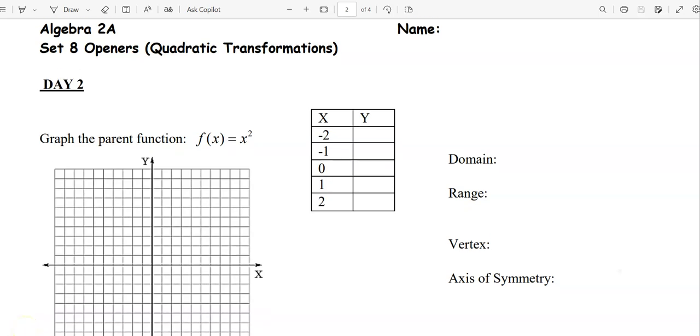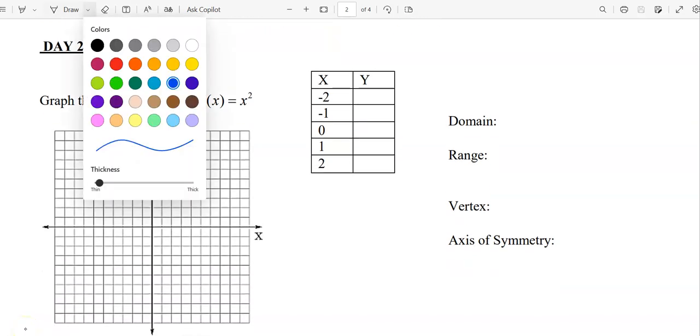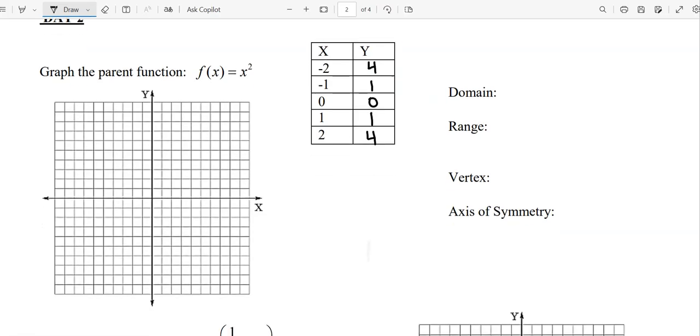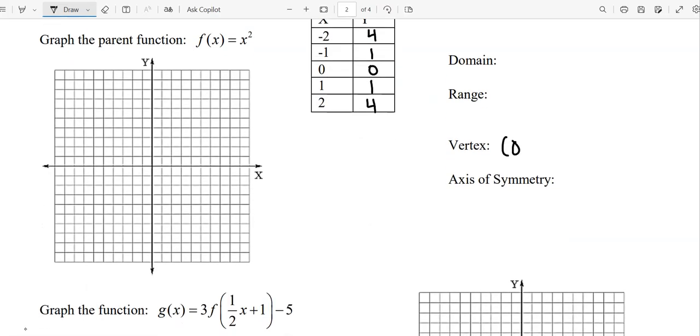All right, so the top is your parent function. It should take you like a minute to do this top part because it is all just the parent function. Your table should be 4, 1, 0, 1, 4. Your parent function starts at a vertex of 0, 0. That means it has the axis of symmetry of x equals 0 because that has to be the x of your vertex. So 0, 0, 1, 1, 2, 4, 3, 9, and then the mirror images of those.